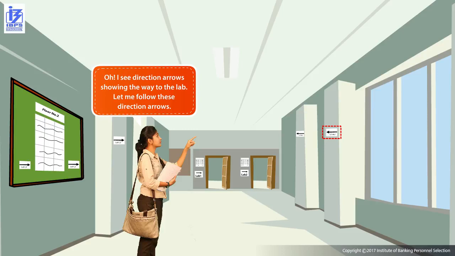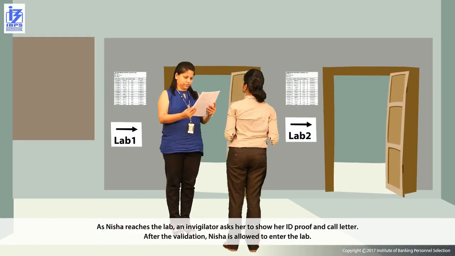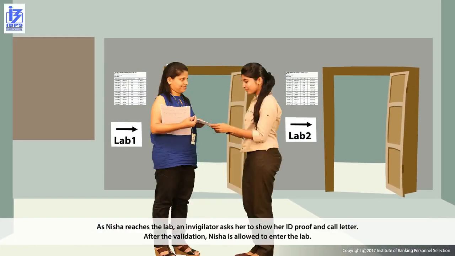Oh, I see direction arrows showing the way to the lab. Let me follow these direction arrows. As Nisha reaches the lab, an invigilator asks her to show her ID proof and call letter. After the validation, Nisha is allowed to enter the lab.